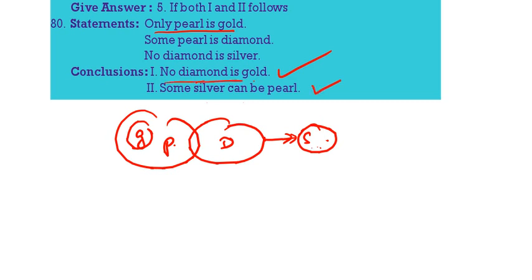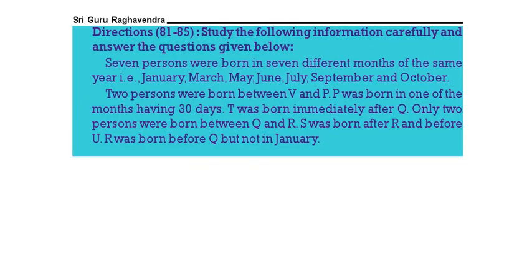You see first one carefully. Only pearl should be gold. No other one should be gold. That's why no diamond is gold definitely follows. Here both 1 and 2 follows. Option will be 5. Next 81 to 85.